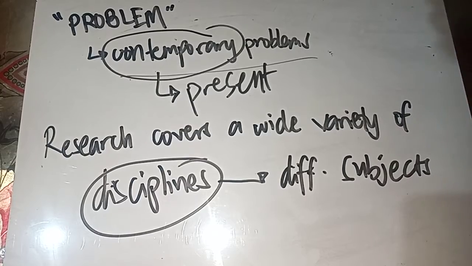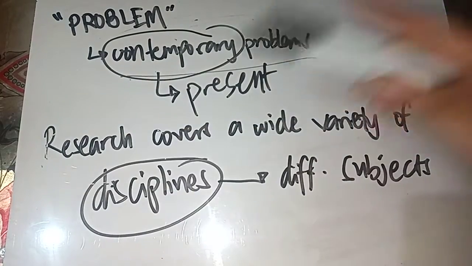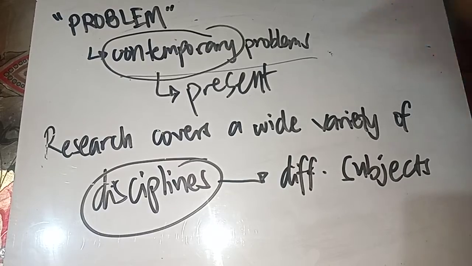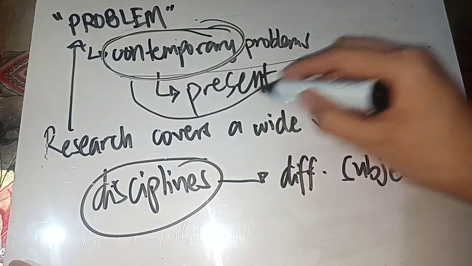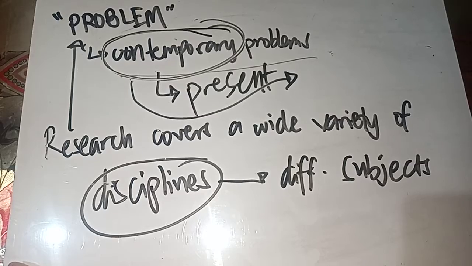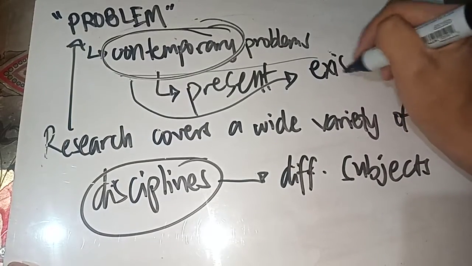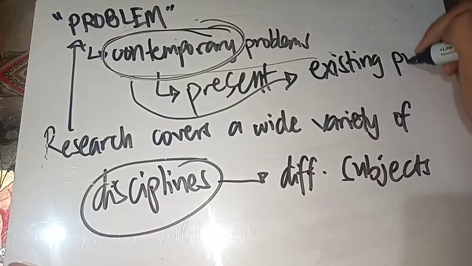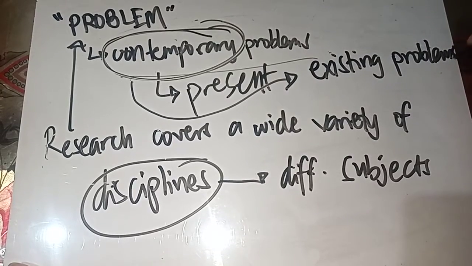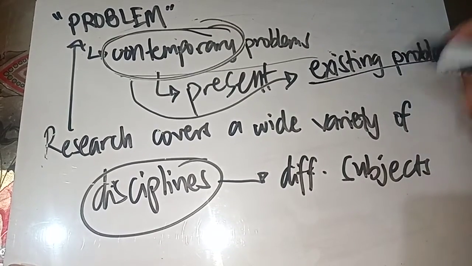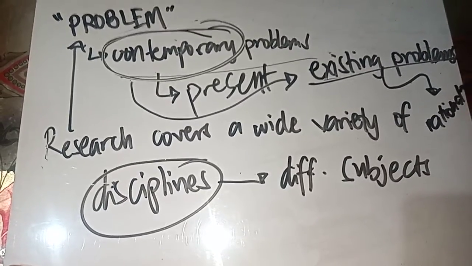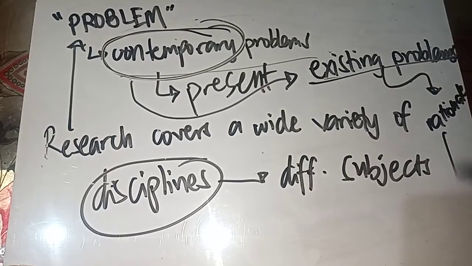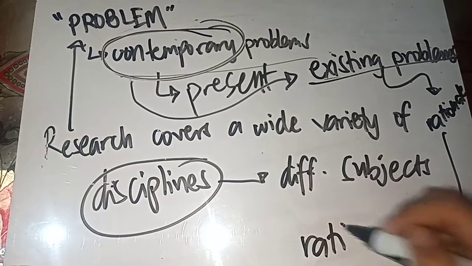Meaning to say, research heavily depends on the problem, and this problem is the contemporary problem. Now, this contemporary problem is commonly known as the existing problems. Okay, the existing problems. And this existing problem is known as the rationale. Let's write that down bigger. Rationale.